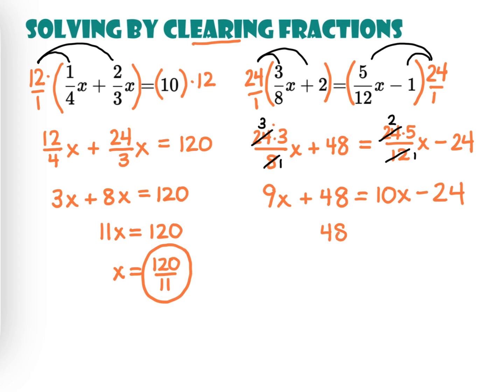I'm going to subtract that 9x over. 10x minus 9x is 1x. And if I add 24 to both sides, what is that? 72. And we have a winner.